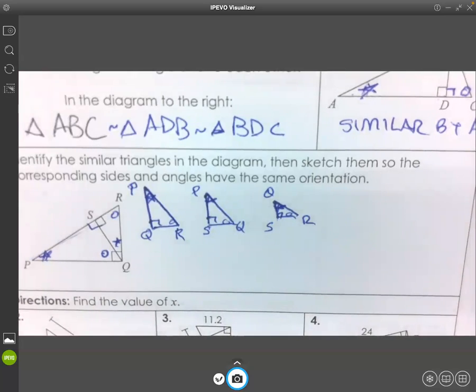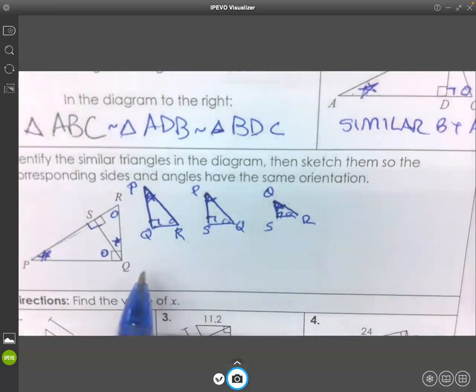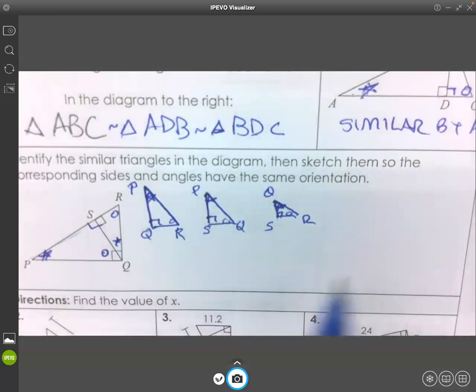Why is it valuable to orient these this way, to spin them around and flip them over so that they're like this? And also, are these triangles all similar?